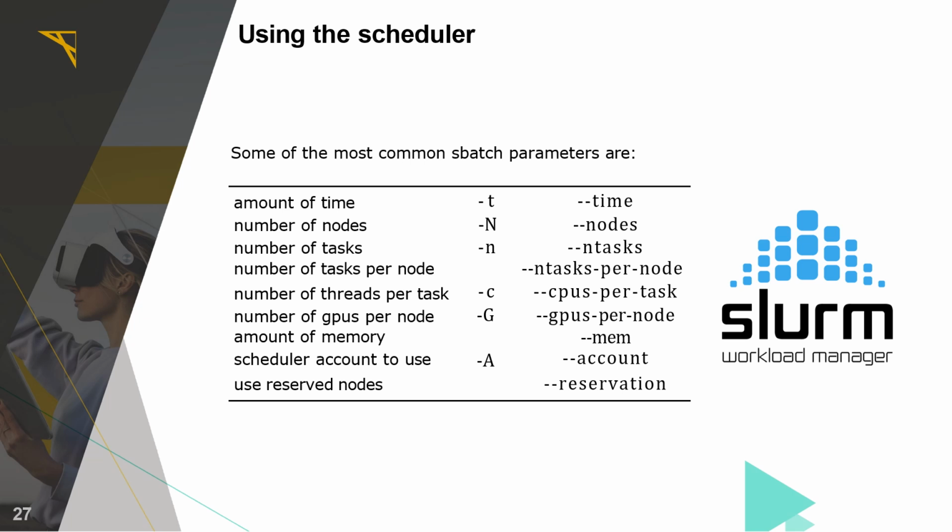Another is the number of tasks per node. This controls how many tasks run on each node. If you're requesting 2 nodes with 4 tasks per node, then you'd have something like sbatch --nodes=2 and sbatch --ntasks-per-node=4.